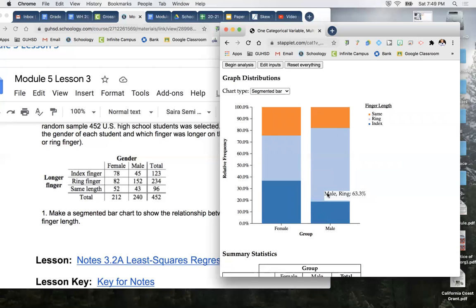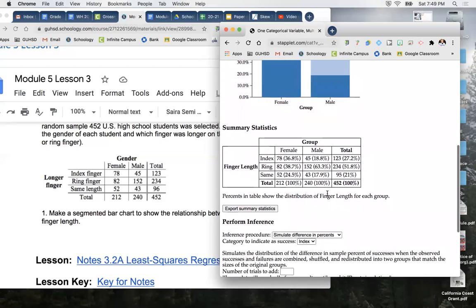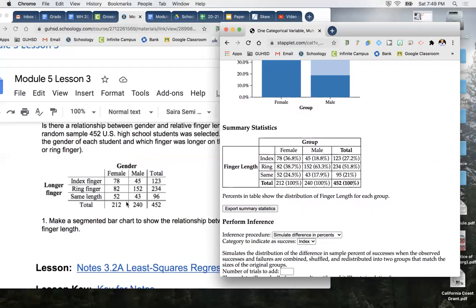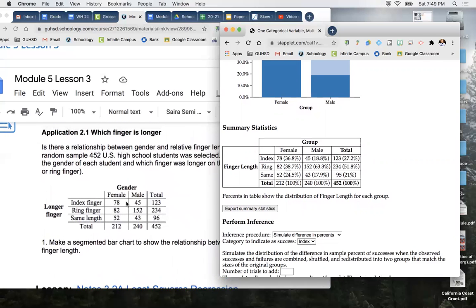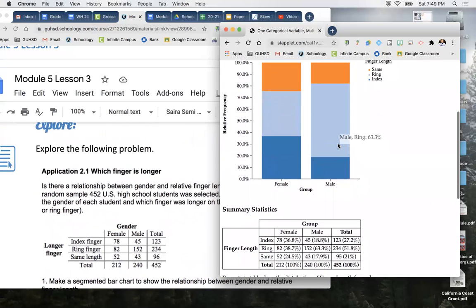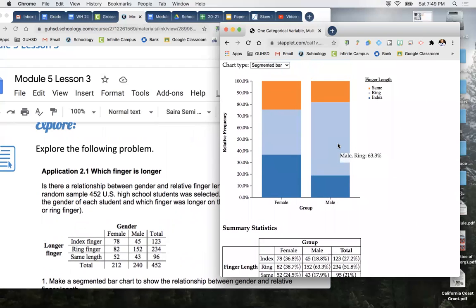And this is how we make a segmented bar graph. The other really nice thing is that when we get into two-way tables, the summary statistics tell you the percentage breakdown. So you can see the huge differences between these values. If I was asked whether there is a difference between males and females, I would say that I really strongly feel that it is gender related. I think that males are much more likely to have a ring finger that is longer than an index finger.